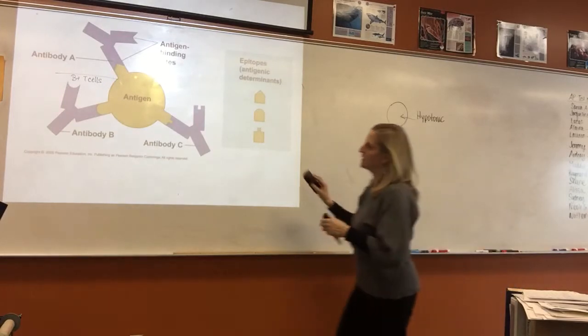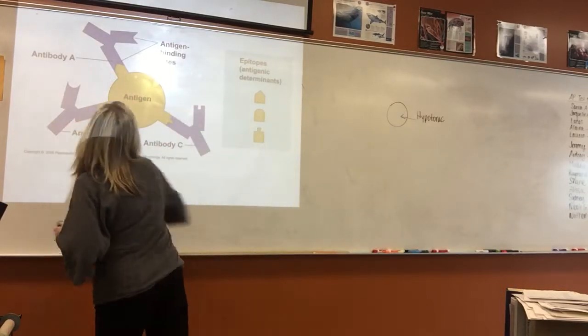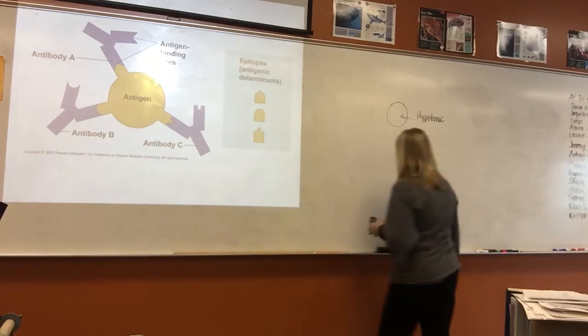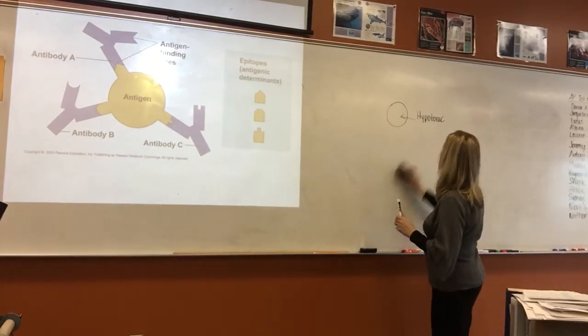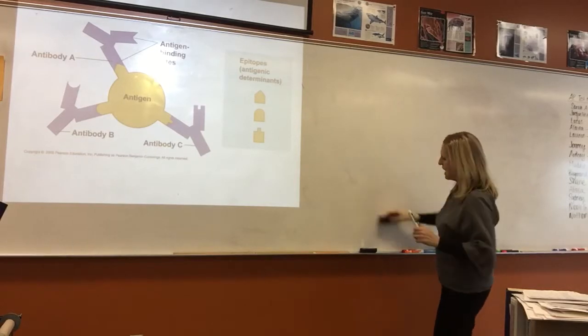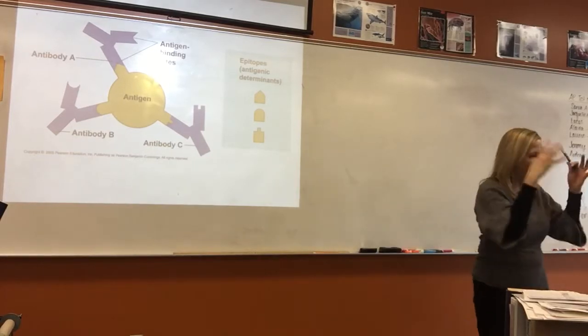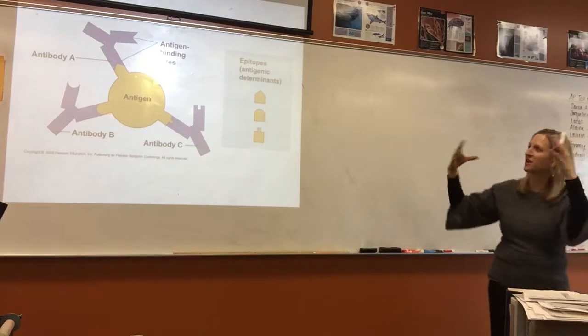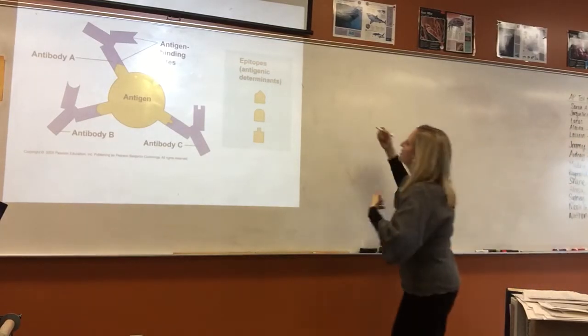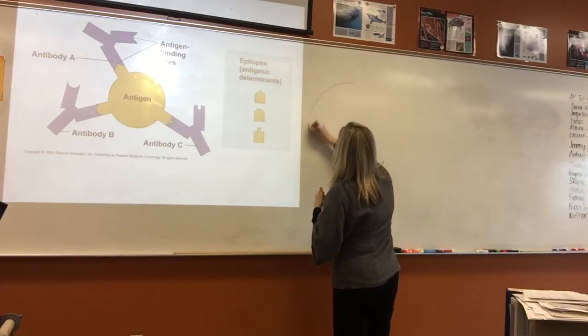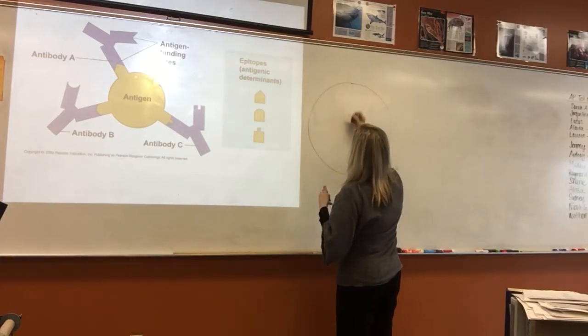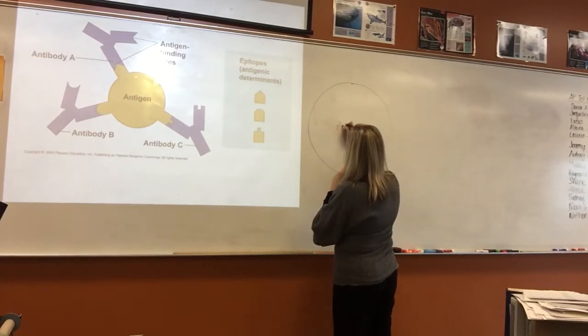So let me explain what we have here. I'm going to draw another picture off to the side that I'm going to have you draw as well, that I think brings in the pathogen with an antigen and its epitope together. So let's say I'm going to draw a big circle here, and this is your pathogen.